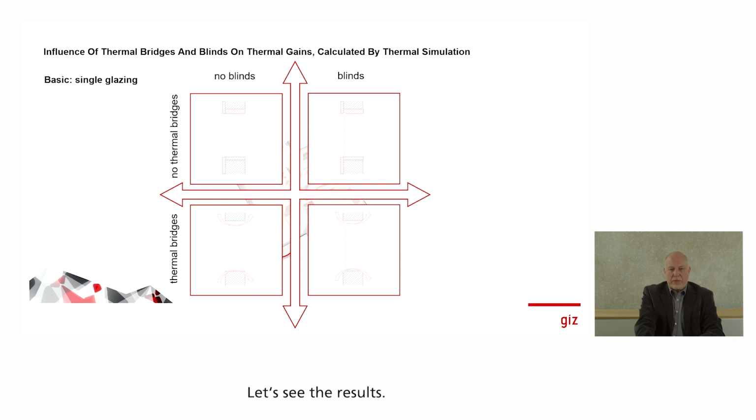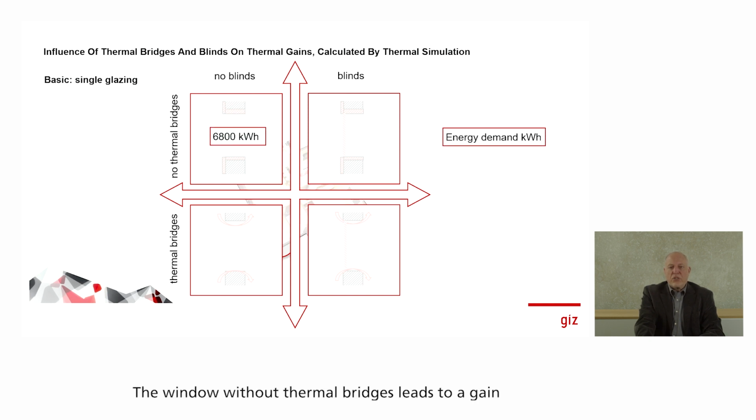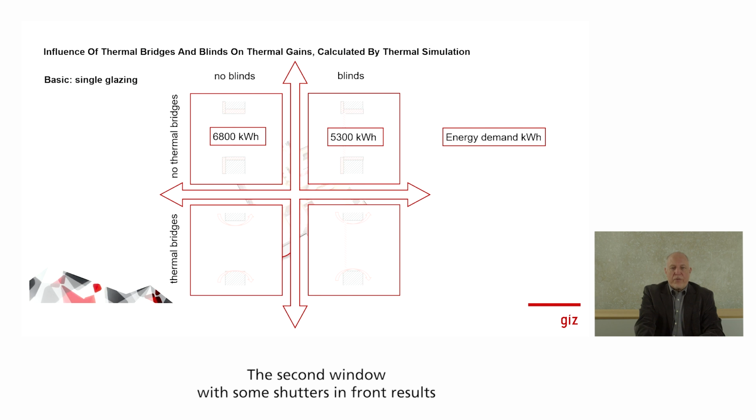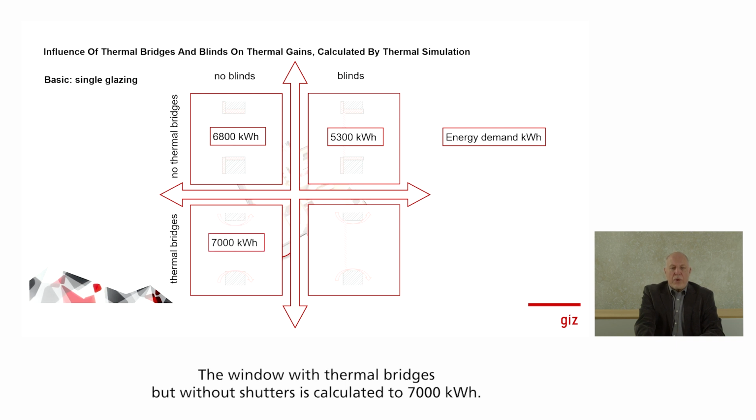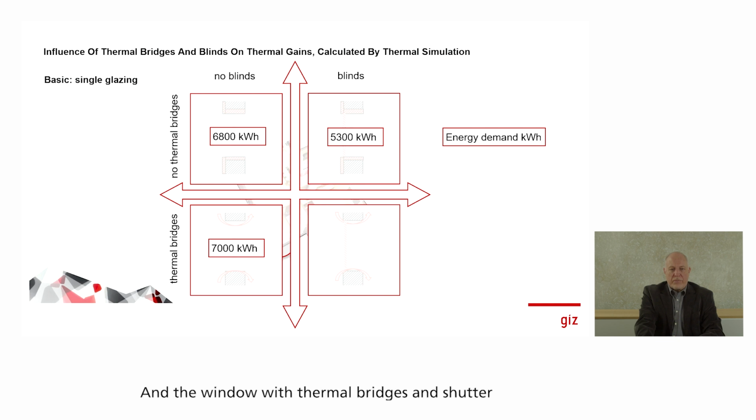Let's see the results. The window without thermal bridges leads to a gain of 6,800 kilowatt hours. The second window with some shutters in front results in 5,300 kilowatt hours. The window with thermal bridges but without shutters is calculated to 7,000 kilowatt hours. And the window with thermal bridges and shutter has a gain of 5,500 kilowatt hours.